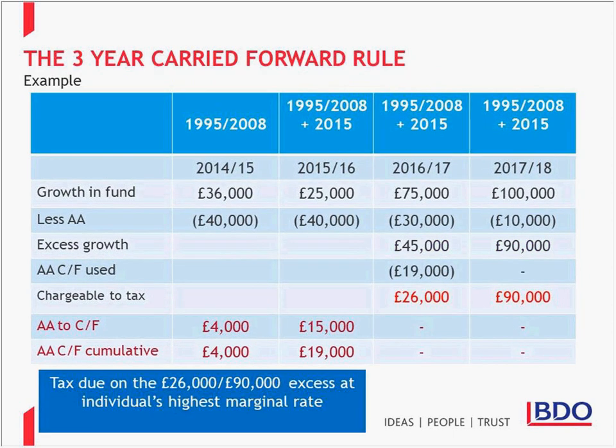The slide shows another example with just higher growth in the 2016-17 and 17-18 tax years. And so there are tax charges in both years when we look at this other example, just because the growth is so much higher.